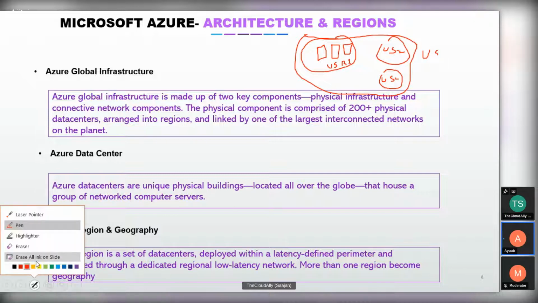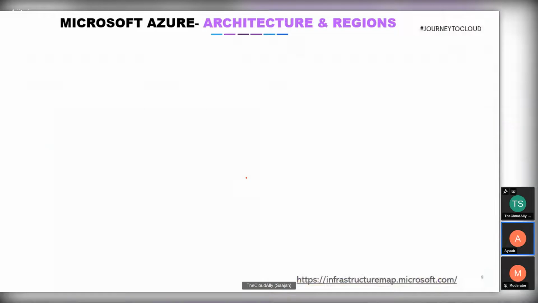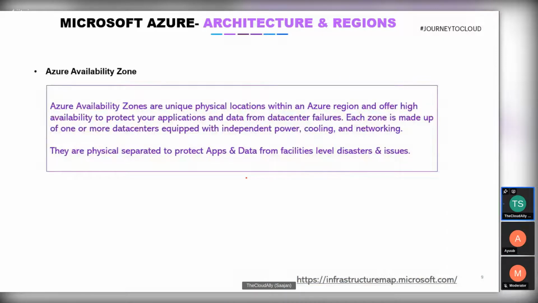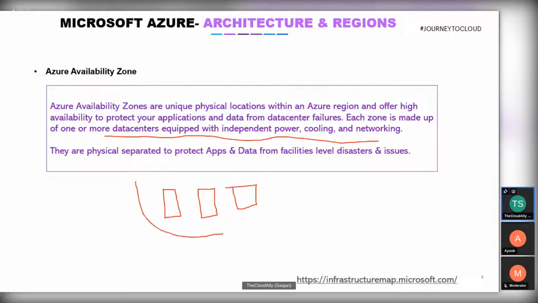Okay, now you're going to get onto zones. What are Azure availability zones? Each zone is made up of one or more data centers equipped with independent power, cooling and networking. Let's say you have one data center here, one here, and one here, in a single Azure region. Let's say this is US East.